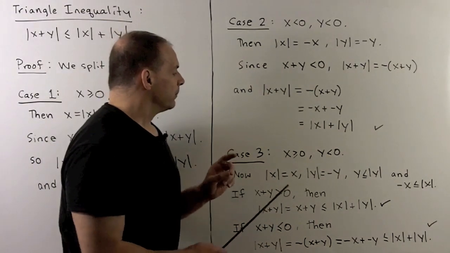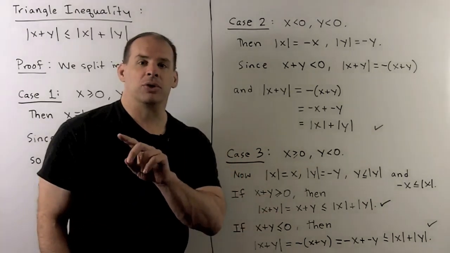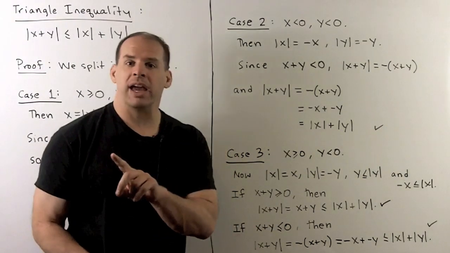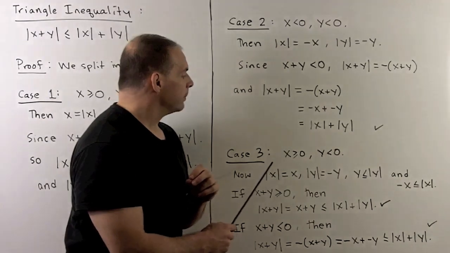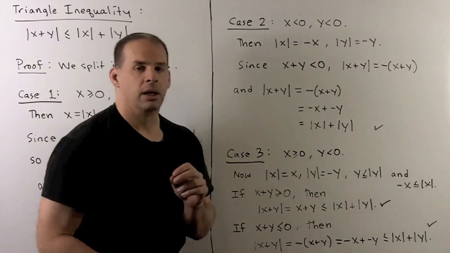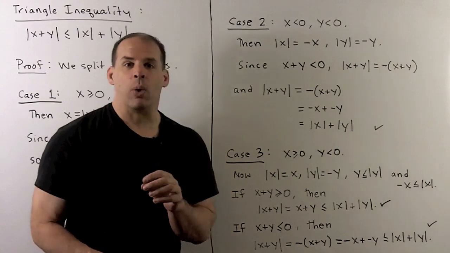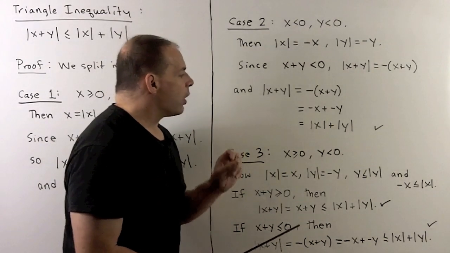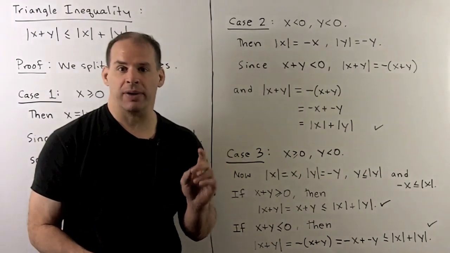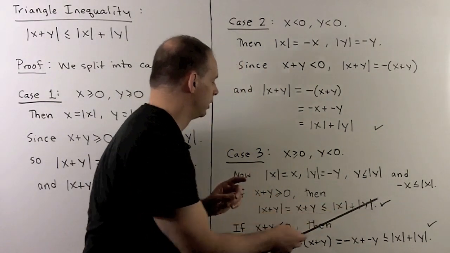For our final case, I have x greater than or equal to 0 and y less than 0. Now, you might think that there's a case 4, but since I haven't told you what x and y actually are, that fourth case is just going to be the same as case 3. So that would be y greater than or equal to 0 and x less than 0. Now, here, we're going to have absolute value of x is x, absolute value of y is minus y. We also have the inequalities that y is less than or equal to absolute value of y, and minus x is less than or equal to absolute value of x. Okay, so these are very believable if you draw pictures.